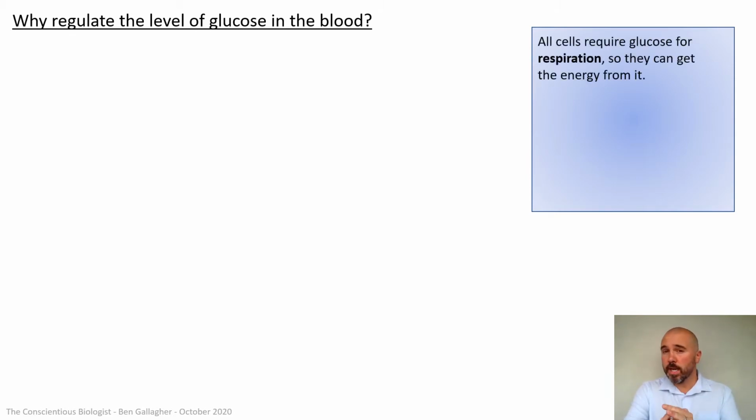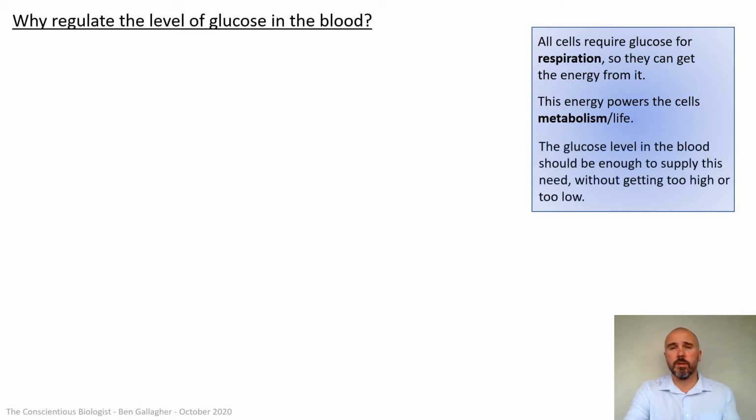All cells require glucose for respiration, so they can get the energy from it. So this is why we need glucose in our blood, because that energy powers the cell's metabolism, and remember, metabolism is life. So the glucose level in the blood should be enough to supply this need without getting too high or too low. But that still begs the question, why can't it get too high? Why can't it get too low?